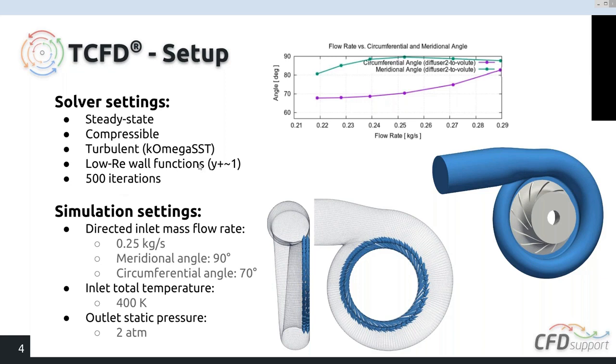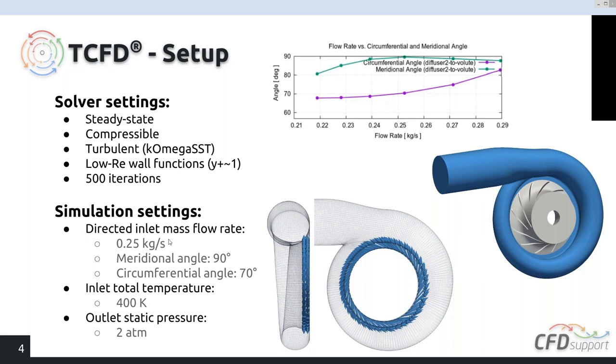So the optimization was performed on the volute geometry only, so we simplified the process because we save a lot of computational time to simulate just the volute, not the whole compressor geometry. So we need to model the flow condition at the rotor volute interface. So they are modeled by a special boundary condition type called directed inlet mass flow rate.